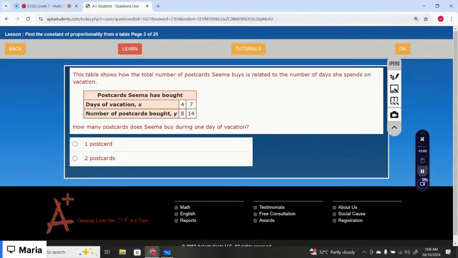This table shows how the total number of postcards Seema buys is related to the number of days she spends on vacation. How many postcards does Seema buy during 1 day of vacation?